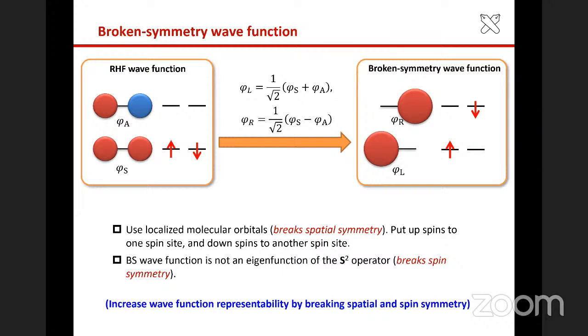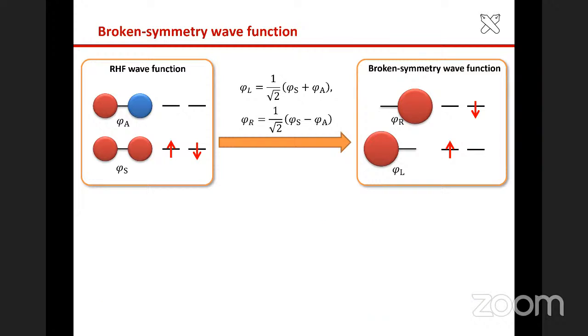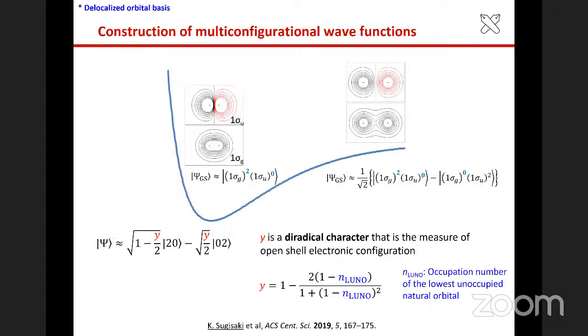But we can enhance the wave function representability by breaking this spatial and spin symmetry. If we use this broken symmetry wave function, we can obtain fractional occupation numbers in the natural orbital basis, which can be used to calculate this diradical character.